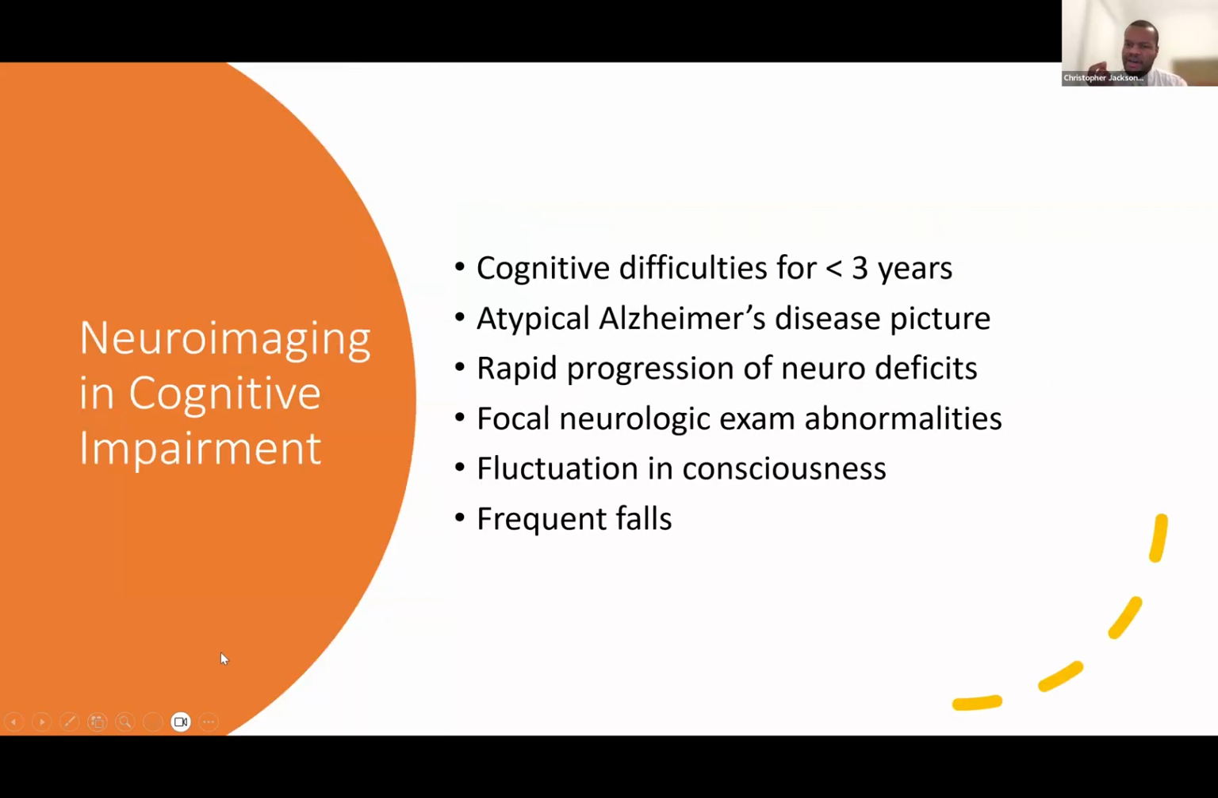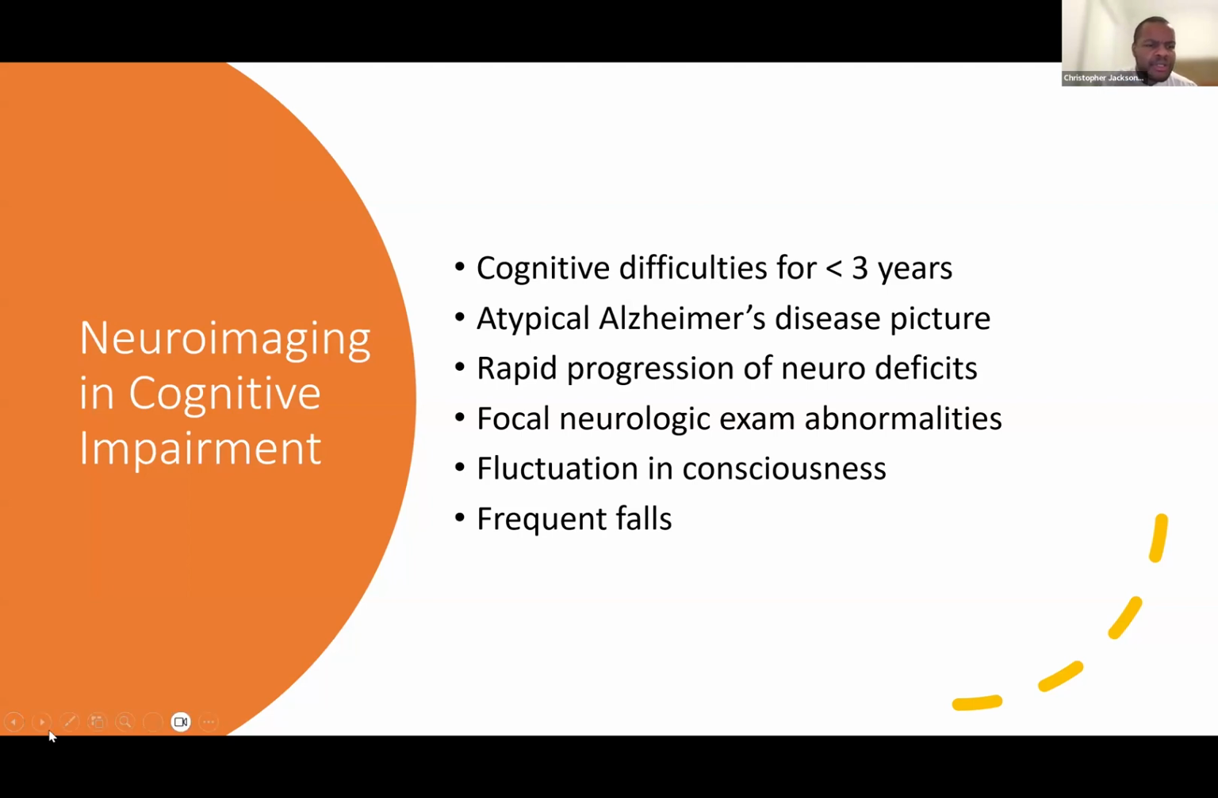Now, neuroimaging always comes up: should we image the patient? I would say you could probably make an argument to image most patients, but there are certainly some patients where imaging is going to be the highest yield. If it's cognitive difficulties for less than 3 years, if they're having rapidly progressive neurodeficits or focal abnormalities on exam, if their consciousness is fluctuating, that would make me concerned. They're having frequent falls. All of these can point you to some different things.